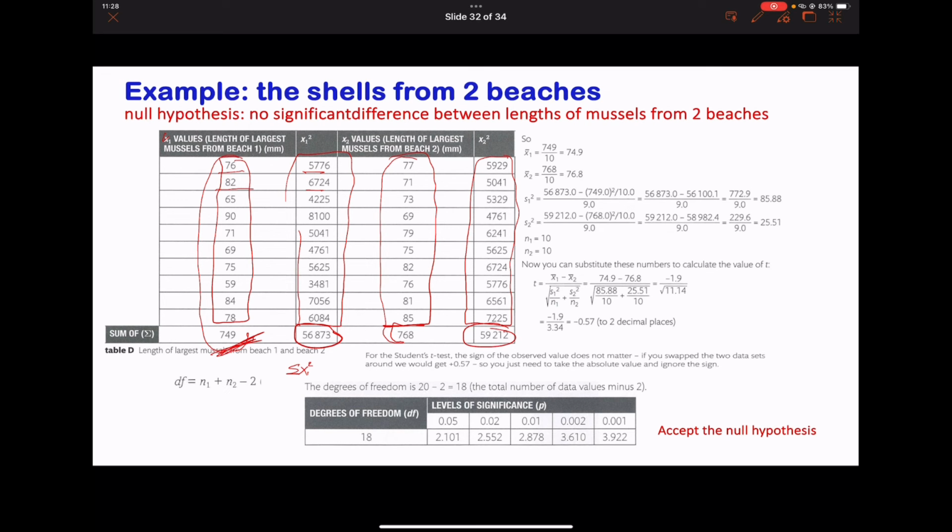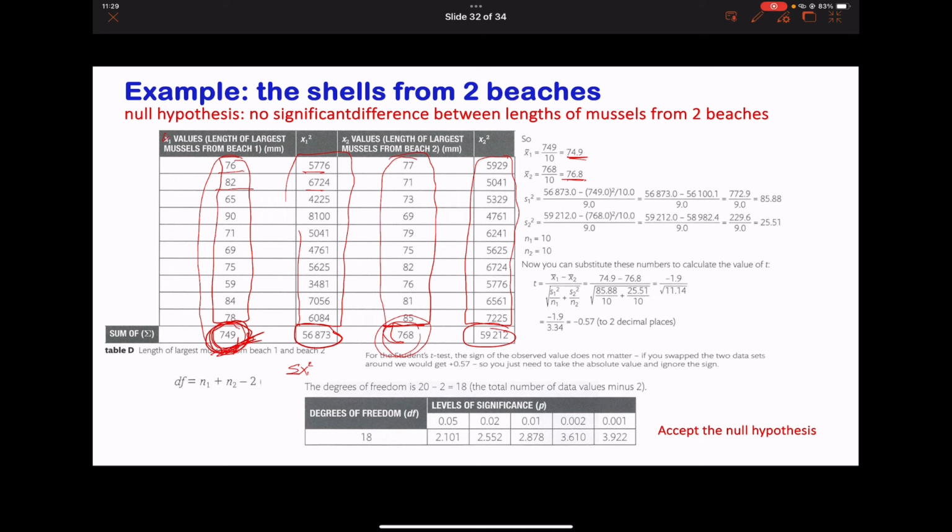So remember, we have two different formulae we have to use. I need to find the mean for both data sets. So the mean is going to be this total divided by the number of items, which is 10. So it gave me 74.9. And the mean for this second data set is going to be 768 divided by 10, which is 76.8.